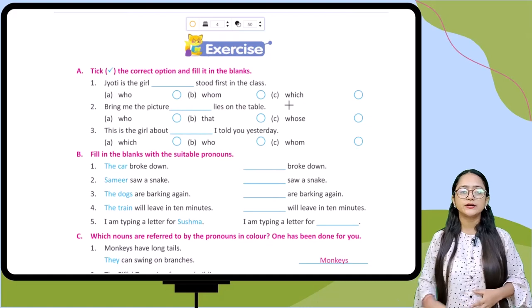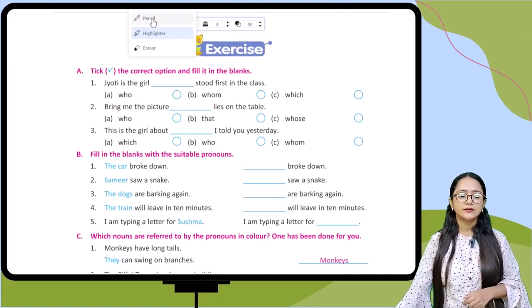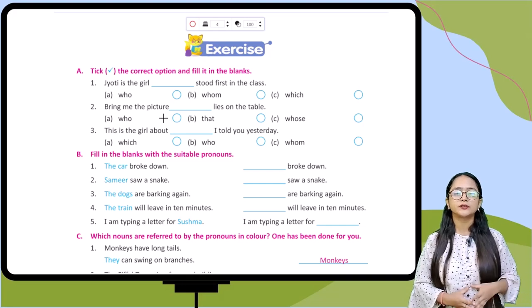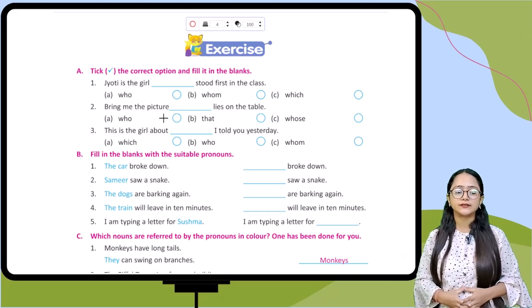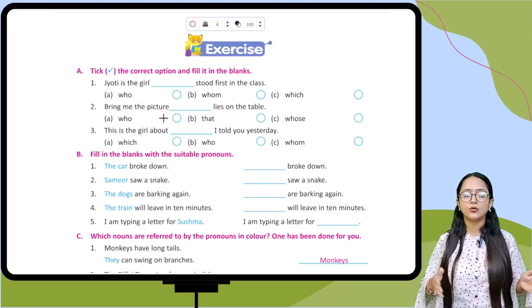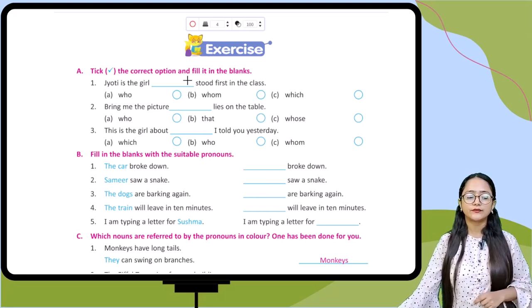Now students, let's move into the exercise part. So the first question is, tick the correct option, fill in the blanks. First one, Jyoti is the girl dash stood first in the class. Options are who, whom, which. Jyoti is the girl who stood first in the class. So you have to take who.